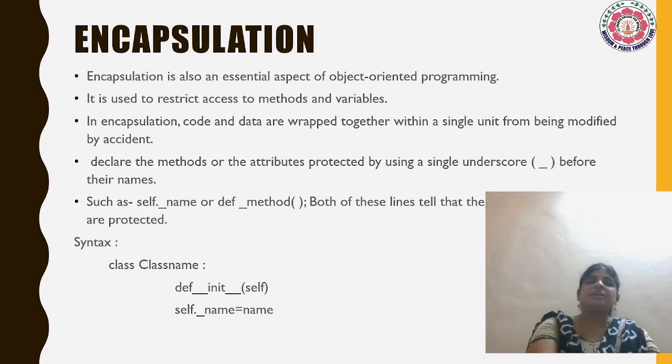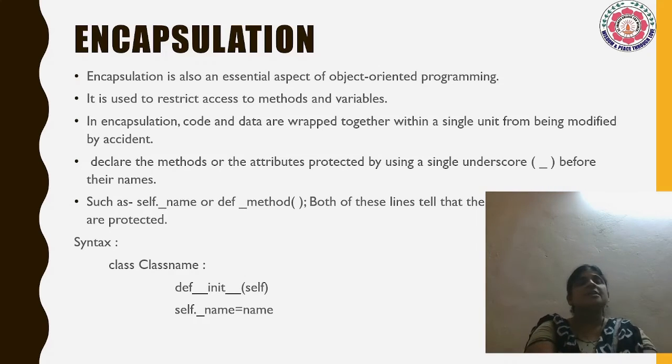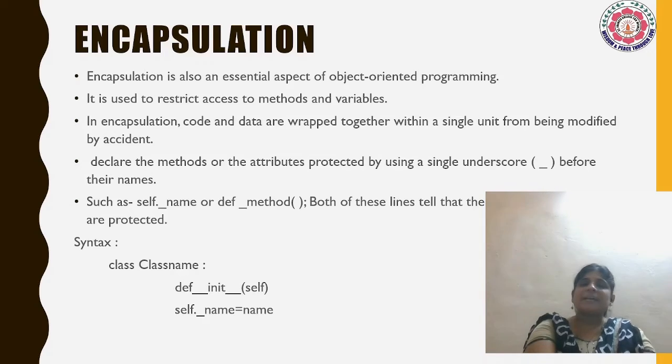So what do we do here? We declare the methods or the attributes protected by a single underscore, such as self underscore name or def underscore method, like how we used in the previous examples we have seen. So all these methods are protected, public, private, protected, right? So it is under the access specifier protected. Then if you look at the syntax, it is def underscore init underscore self, and then you give the name using the self method.